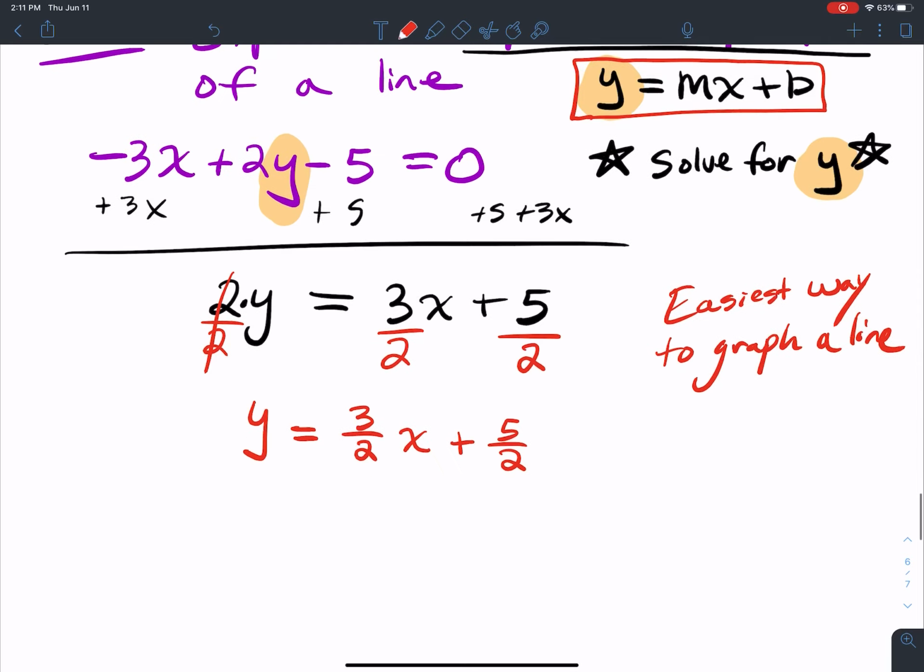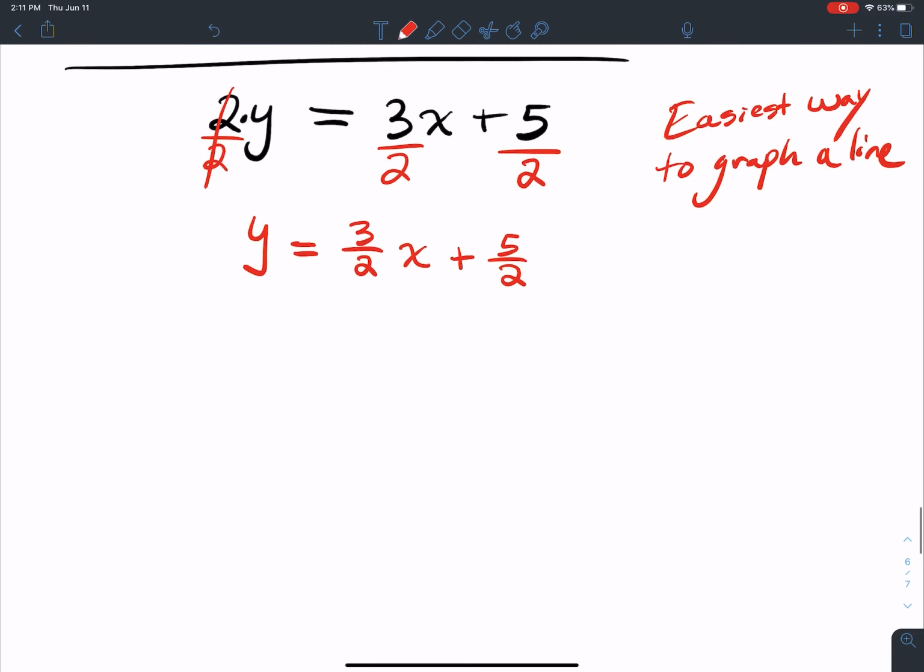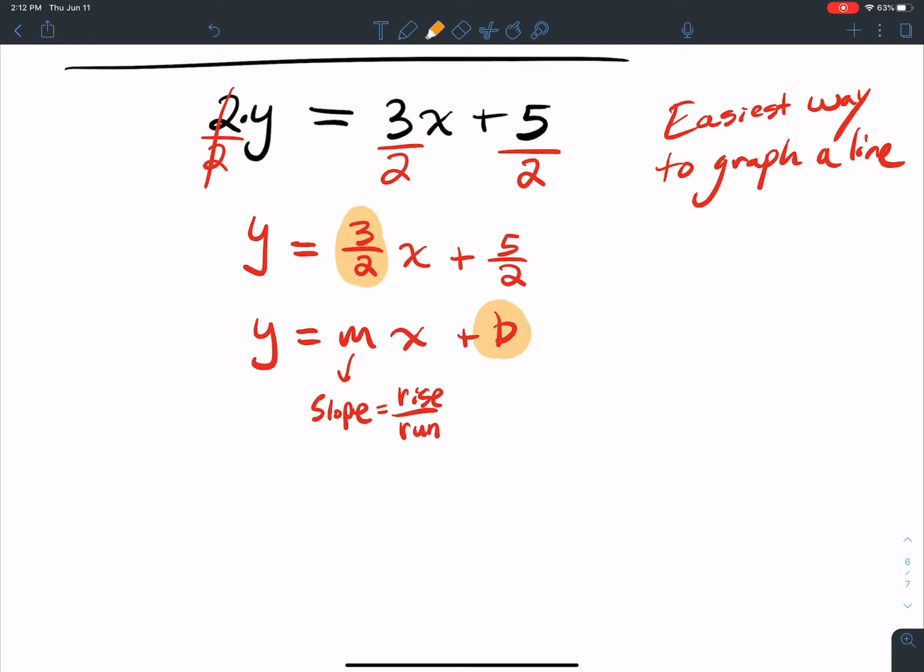Why is it really easy to graph a line in this form? Well, when I have y equals mx plus b, the m is the slope. So that number right here, the 3 over 2, is a slope. Slope is equal to rise over run. But really what's cool is this b right there. That b, 5/2, that is the y-intercept, where we cross the y-axis.